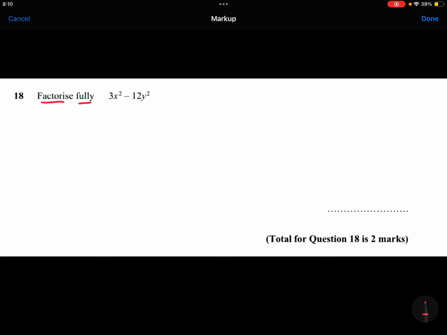Factorise fully 3x squared minus 12y squared. Whenever a question says factorise fully, we know we're going to have to do more than one step of factorising. The first step in this question isn't too difficult. We can see that we can factorise 3 outside of the 3x squared and the minus 12y squared.